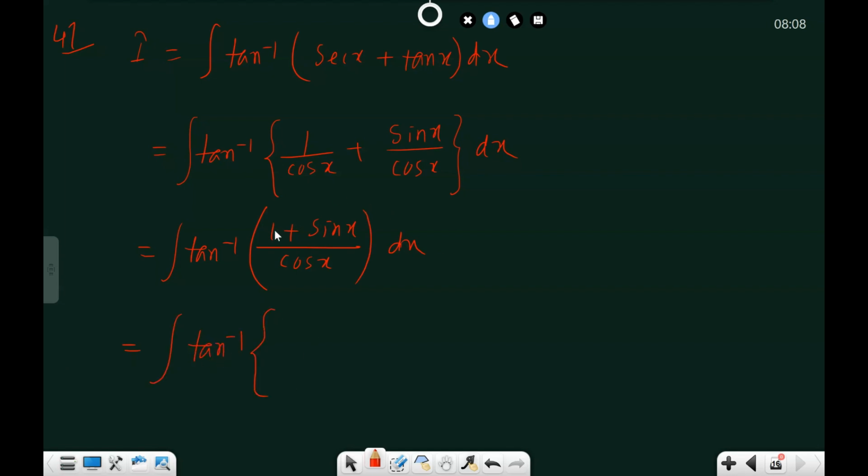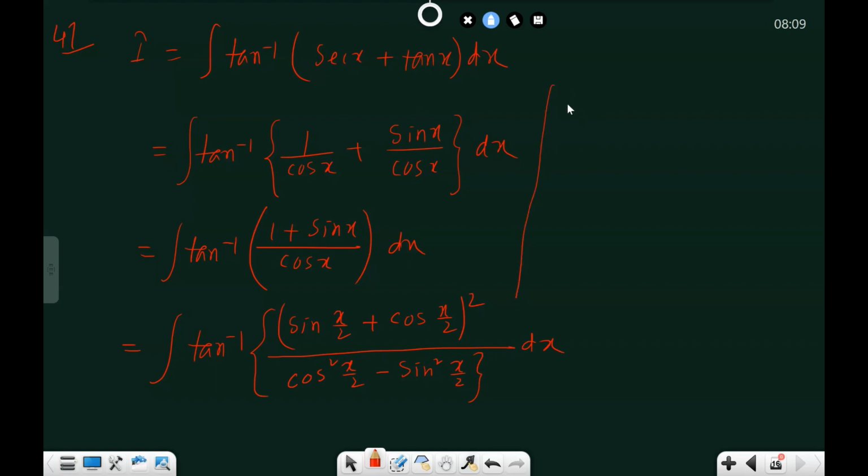Now come here. What is this? Already I discussed this one. This is actually sin x by 2 plus cos x by 2 whole square, divided by this, which can be considered as cos square x by 2 minus sin square x by 2, dx. Do you know this one?